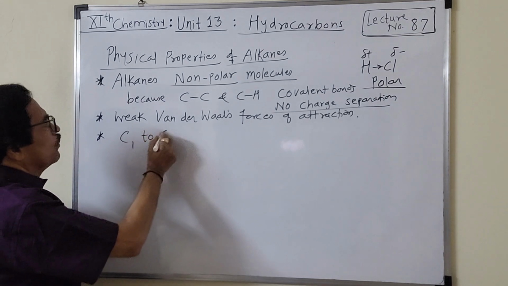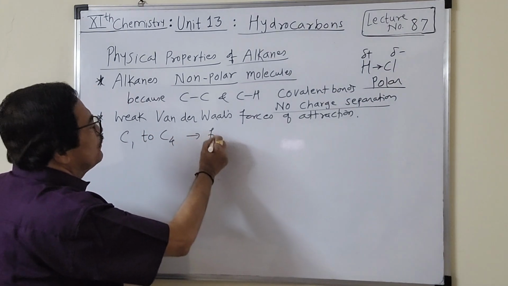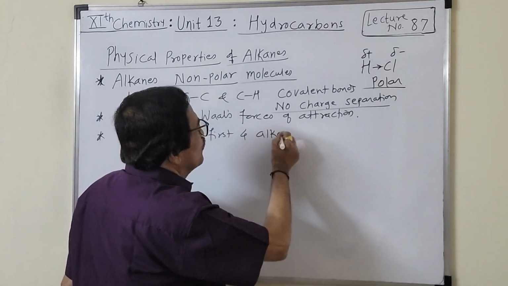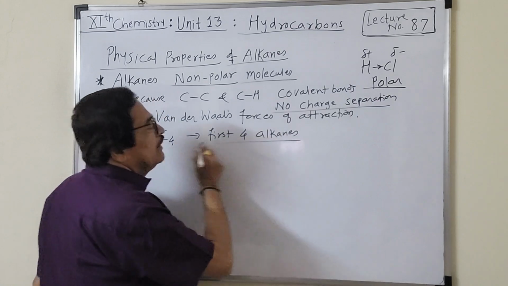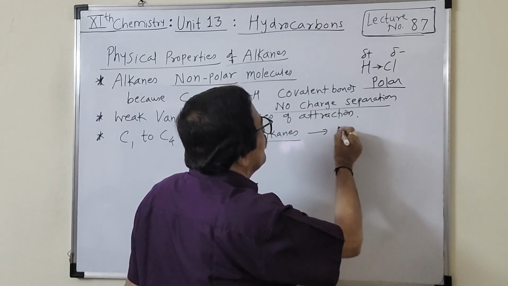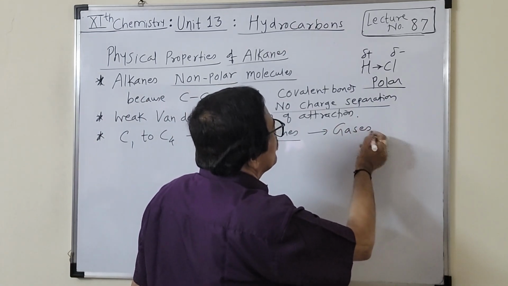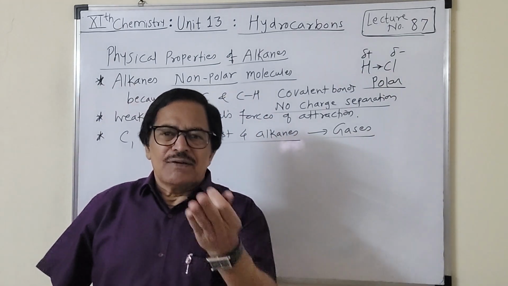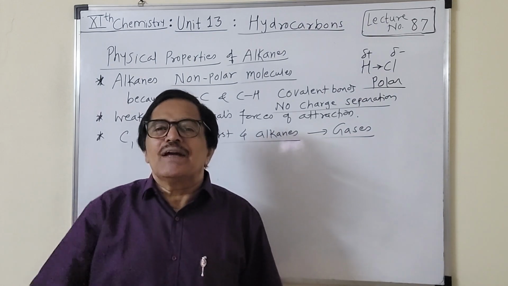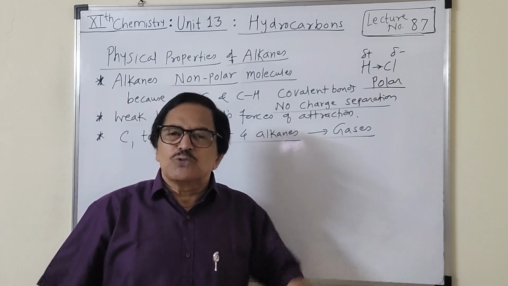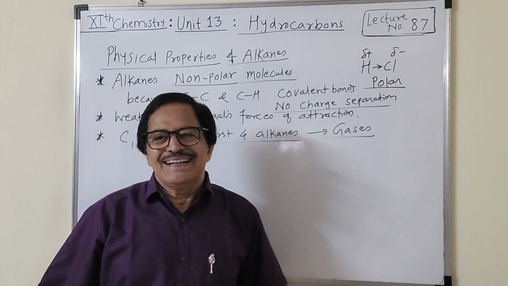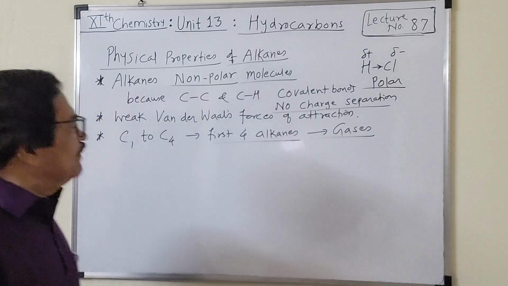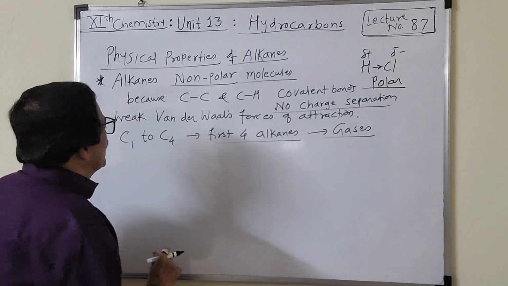C1 to C4, the first four alkanes. We already know the first four alkanes. Which ones? Methane, ethane, propane, butane. They are gases, isn't it? Methane is a gas, ethane is a gas. Even our LPG, liquefied petroleum gas, remember, has been liquefied by applying pressure. It is a mixture of n-butane and isobutane. So all four, methane, ethane, propane and butane, are gases.